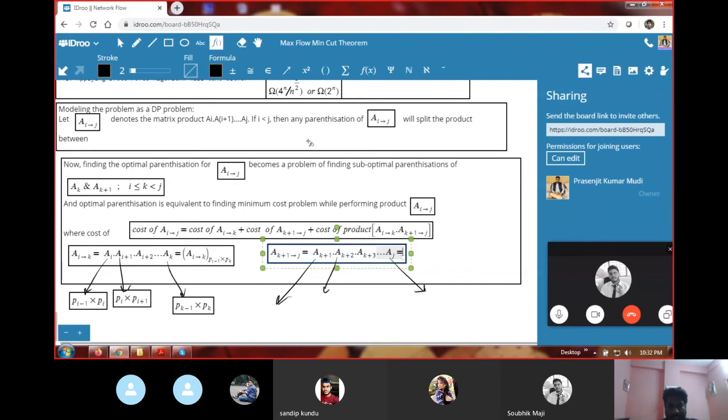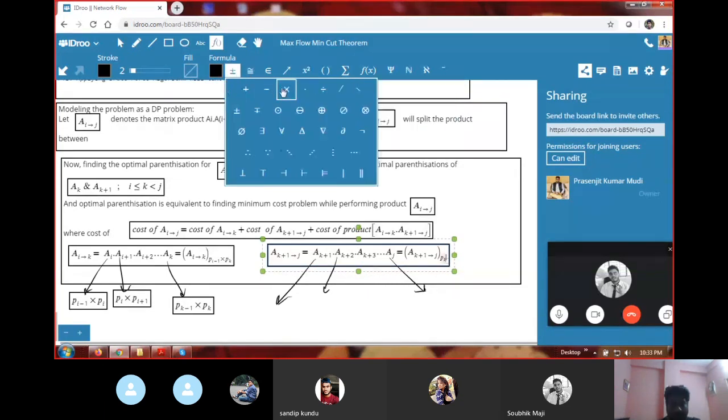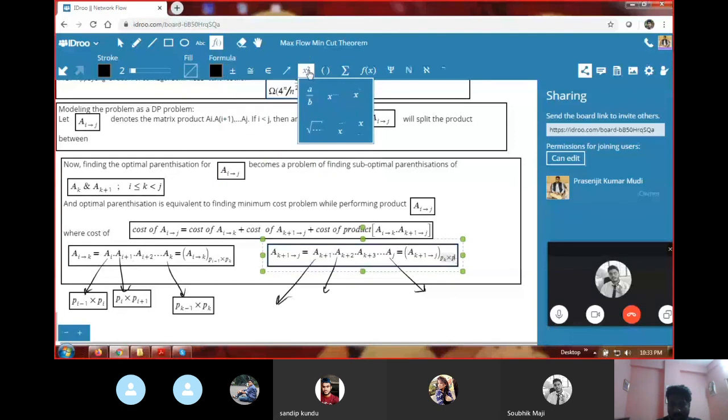So here that is A_k+1..j, so this should have a dimension p_k cross p_j.